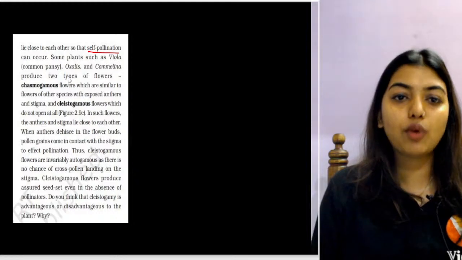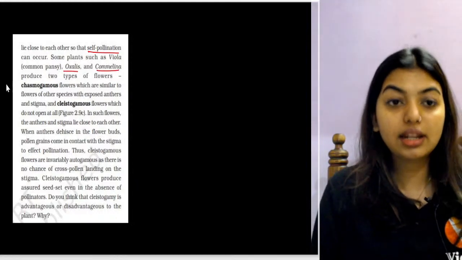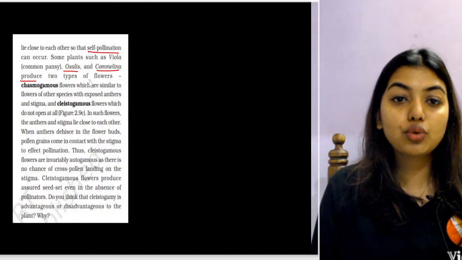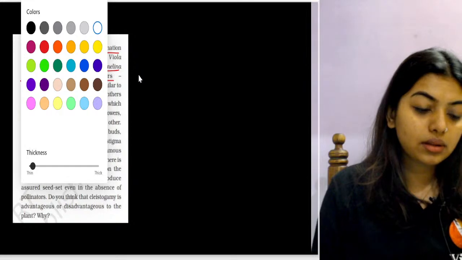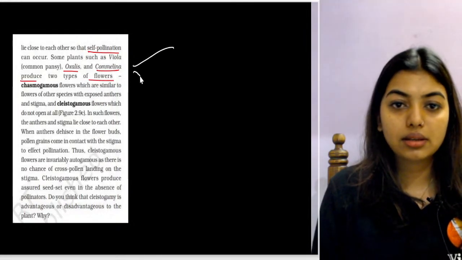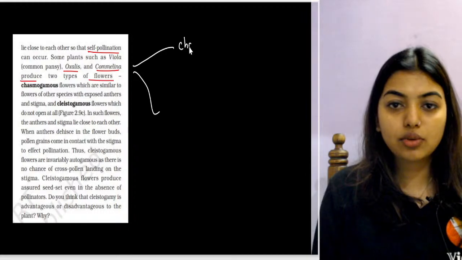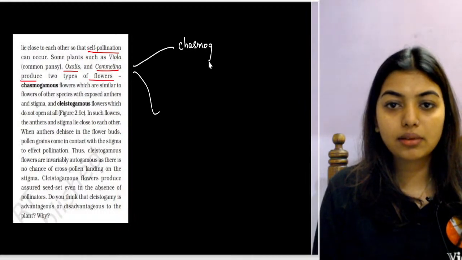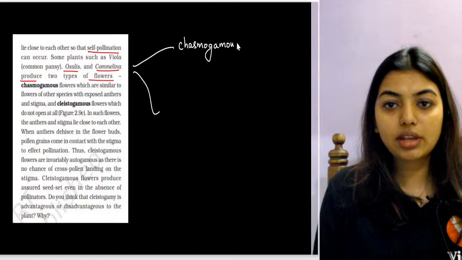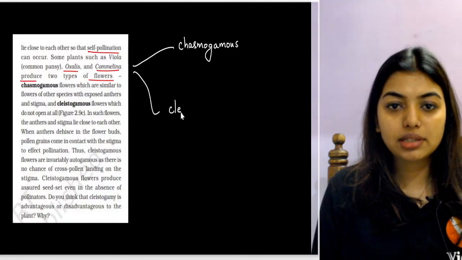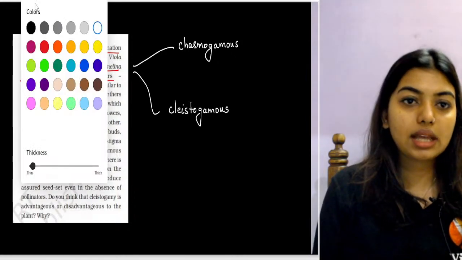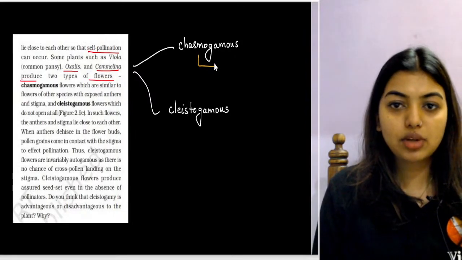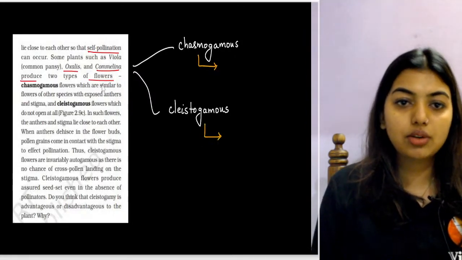Some plants such as Viola, Oxalis, Commelina produce two types of flowers. What are the two types of flowers? Chasmogamous and Cleistogamous. Chasmogamous is what? Cleistogamous is what? Look here.